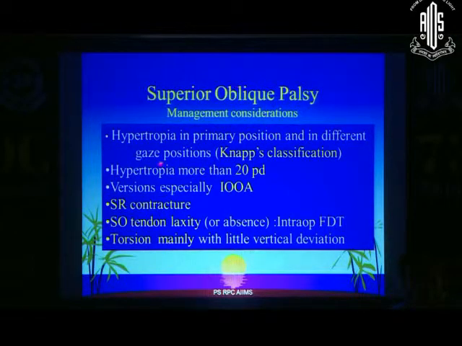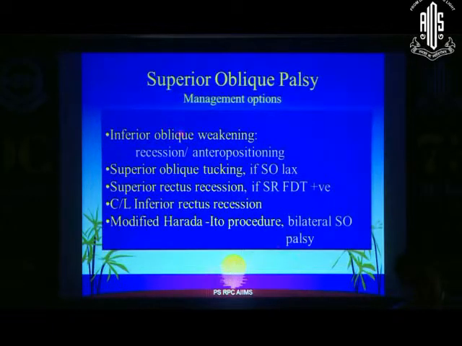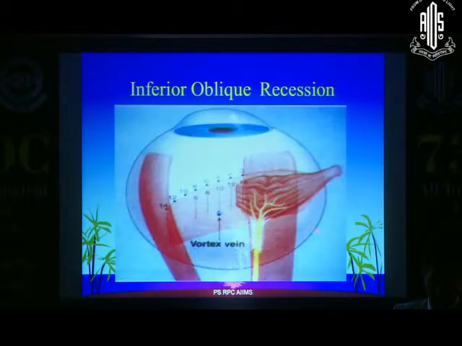So superior oblique palsy, how do we manage? This will be based on the NAPS classification that you can see, but mostly we go and do the inferior oblique weakening. Sometimes when the laxity of the superior oblique is there, you can do a tucking, and when there is a tight superior rectus, you may do a superior rectus recession. Rarely a contralateral inferior rectus recession may be done, and a modified Harada-Ito is done whenever there is a bilateral superior oblique palsy which has very little vertical deviation but markedly a torsional problem. So that can be corrected.